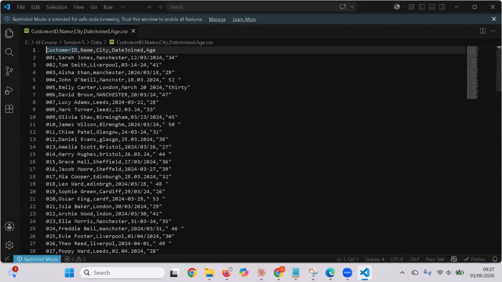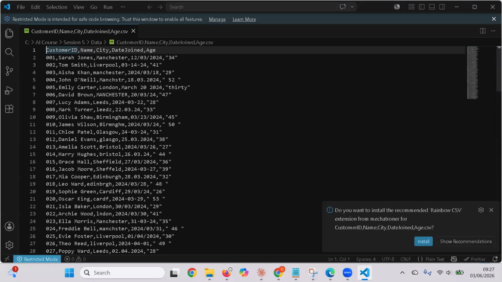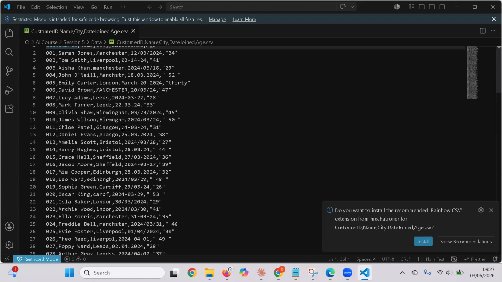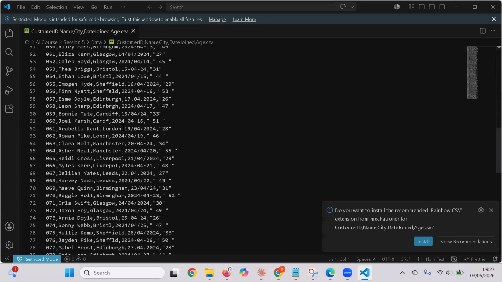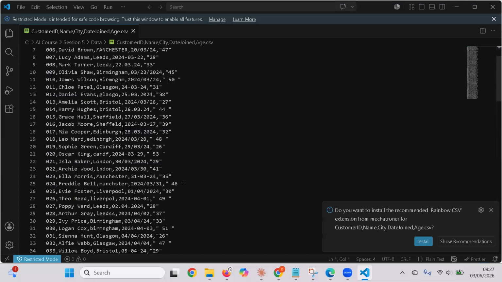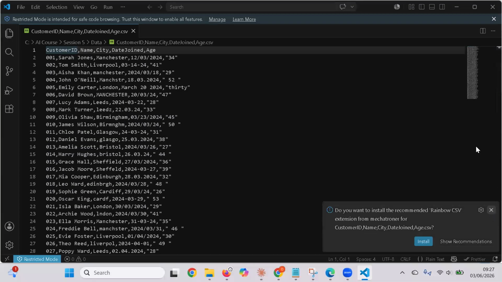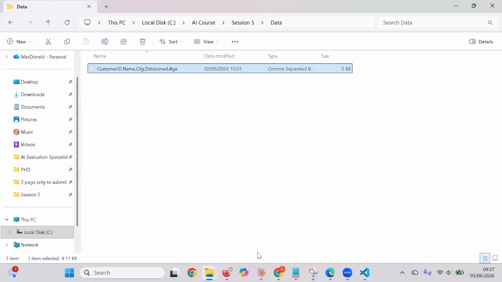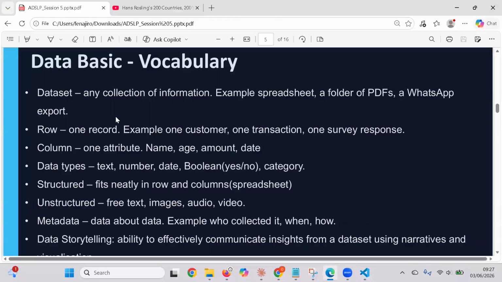This data we'll be working with, we'll call it a data set. It's a collection of data that we use to perform any form of task that we want to do. It can be an example of an Excel sheet, like what I just showed you now, which is a CSV file. It can be a folder of PDFs, or a WhatsApp chat that you exported.